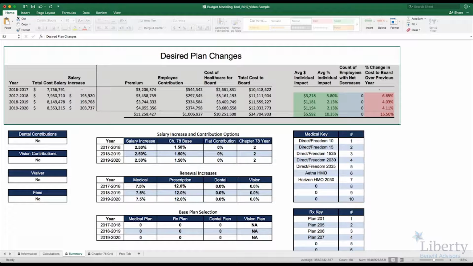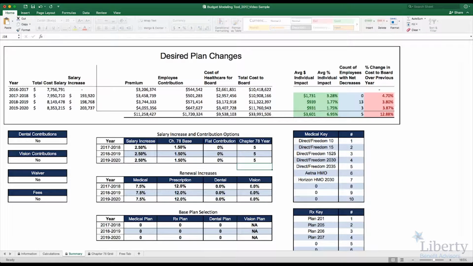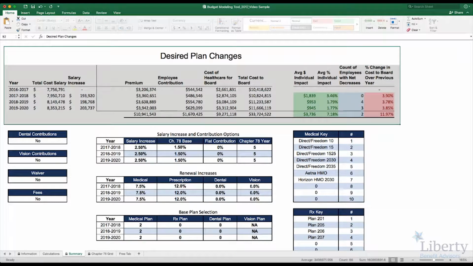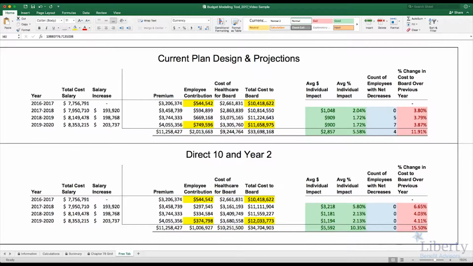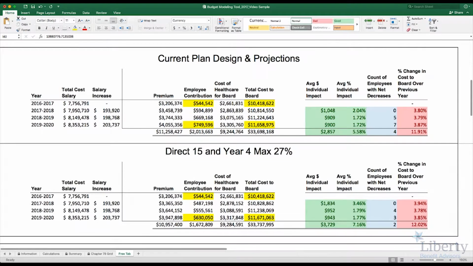Let's try Direct 15 in year 4 to a max of 27%. So we're going to change this to one of our custom calculations, and we're going to change the medical plan to Direct 15. We're going to capture this information up top, and we're going to move it to our Free tab, and then we're going to compare the costs.